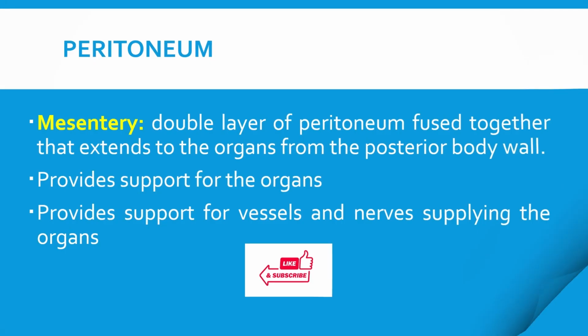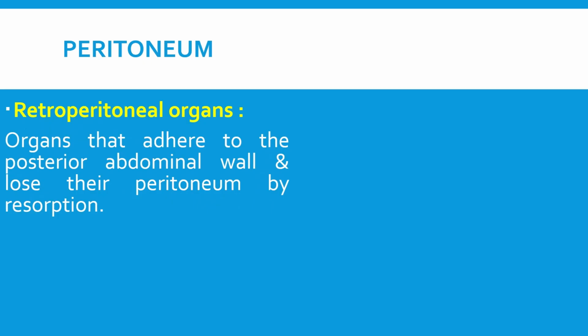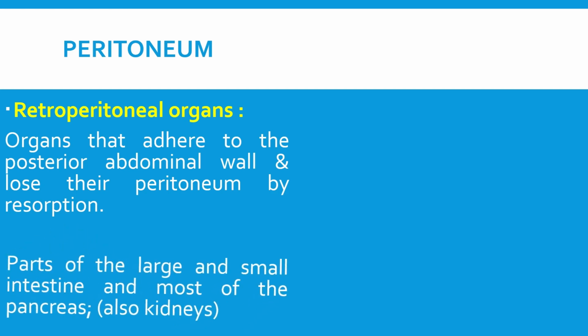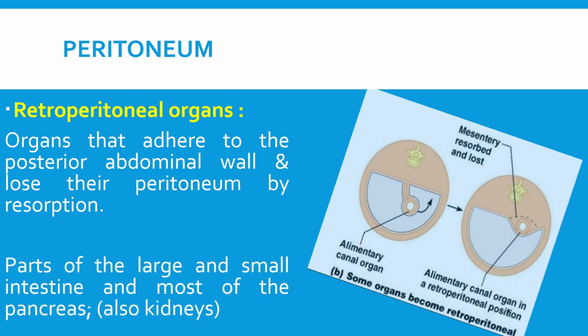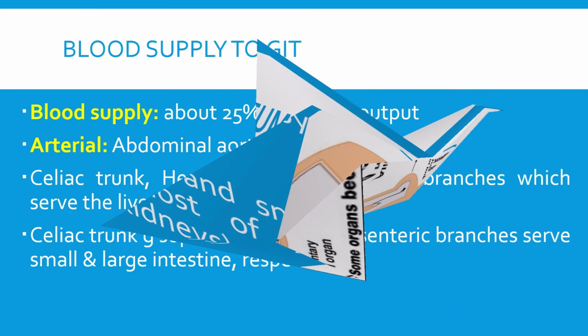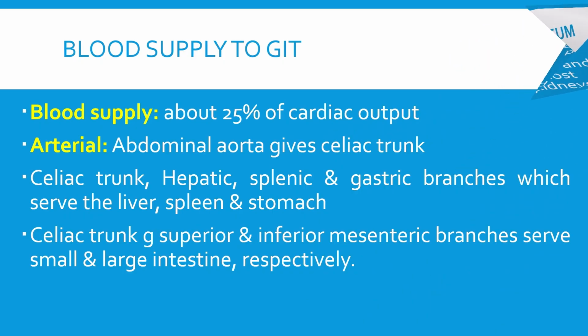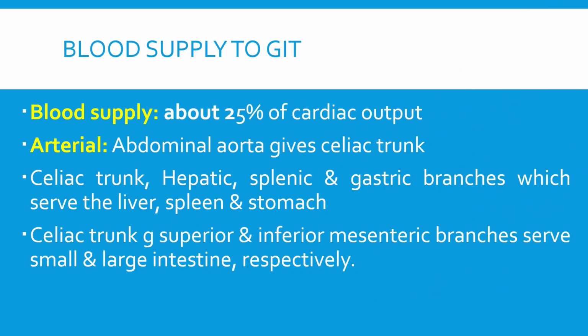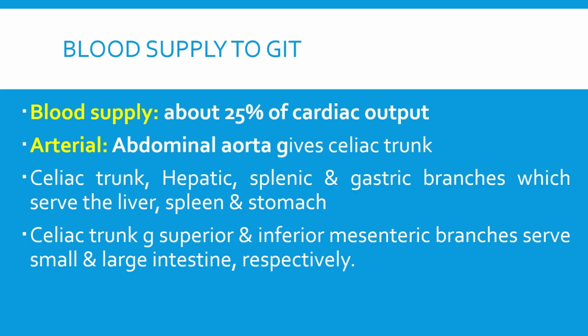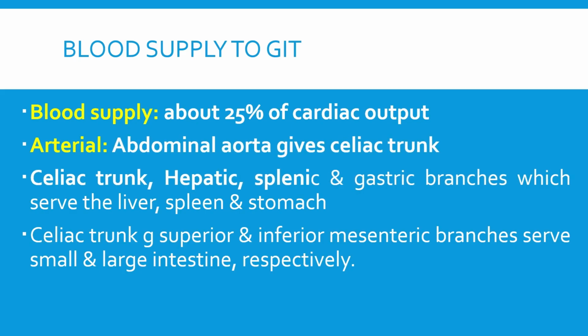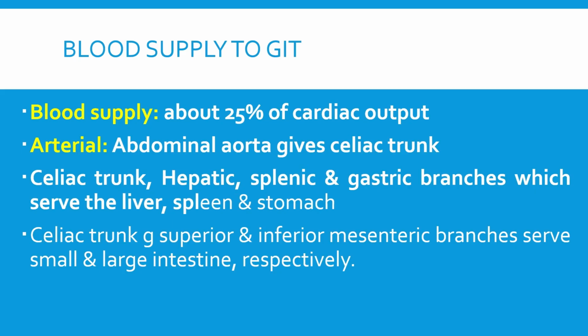Do you know that the organs that adhere to the posterior abdominal wall and lose their peritoneum by resorption are known as retroperitoneal organs? Parts of the large and small intestine, most of the pancreas, and also the kidneys are examples of such organs. Do you know that about 25% of cardiac output moves towards the digestive system? The abdominal aorta gives the celiac trunk. The celiac trunk gives hepatic, splenic and gastric branches which serve the liver, spleen and stomach. The superior and inferior mesenteric branches serve the small and large intestine, respectively.